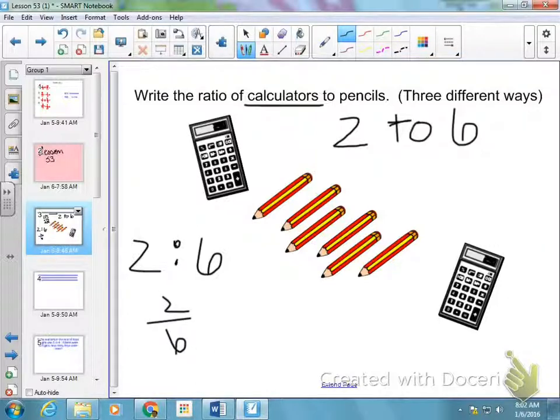Now also we could simplify this ratio. What will go into both 2 and 6? 2 will. So another way to write this ratio would be 1 to 3. Now make sure you pause the video and make a note of the 3 different ways you can write a ratio in your notes for me.